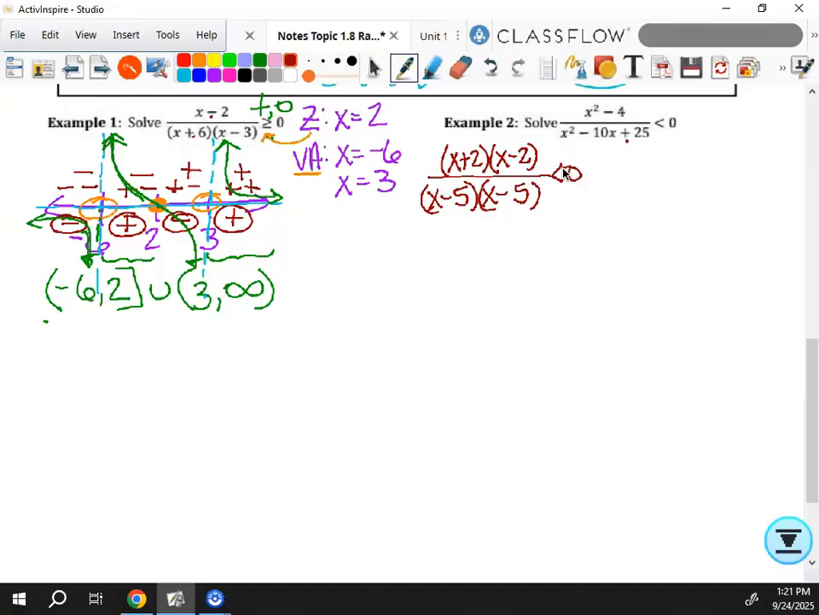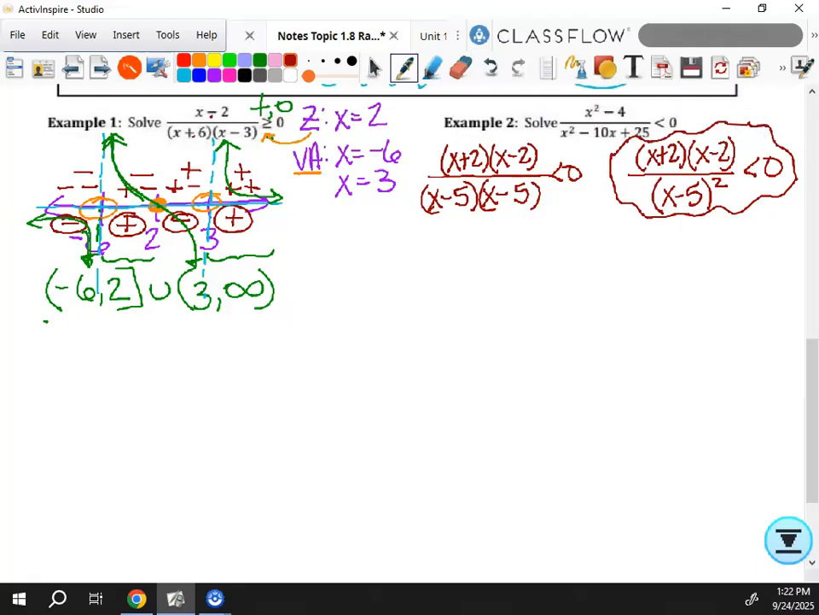Now, I want to clean this up for myself a little bit. I can't cancel anything out. The numerator is going to stay x plus 2 times x minus 2. Denominator, I can make x minus 5 squared and less than 0. Okay, so this is the one I want to use here after I have factored and cleaned it up some, and it will help me.